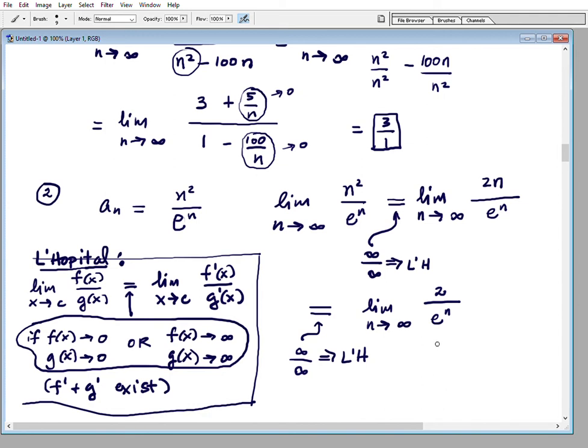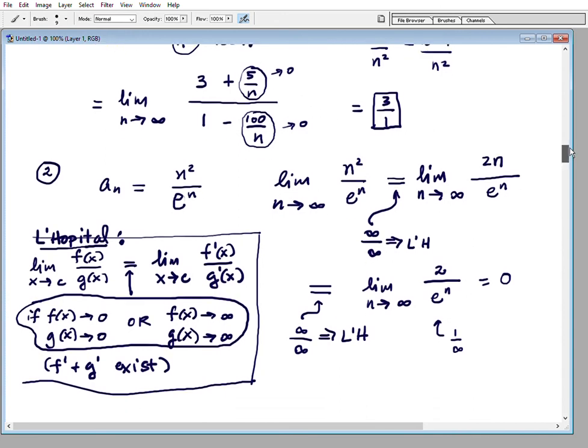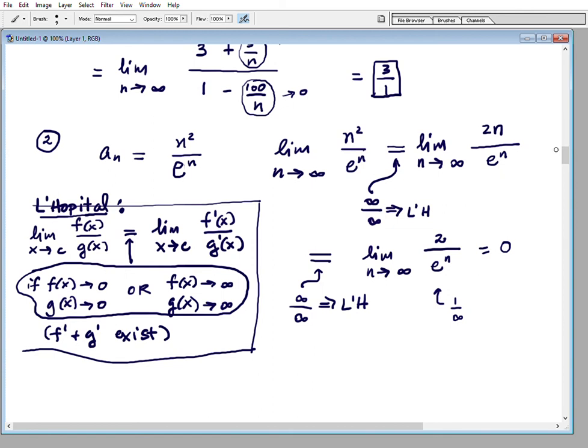This limit, the top is 2, but I would call it in the category of 1 over infinity. In other words, infinity on the bottom and some number on top. I'm just writing 1 for the general category. So this would be 0. You can think of 1 over infinity as equal to 0. So that's another method we can use, L'Hopital, for these types of limits, infinity over infinity or 0 over 0. Okay, so that's a typical L'Hopital.